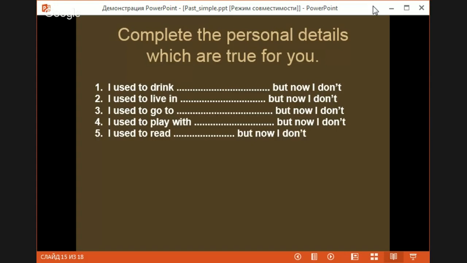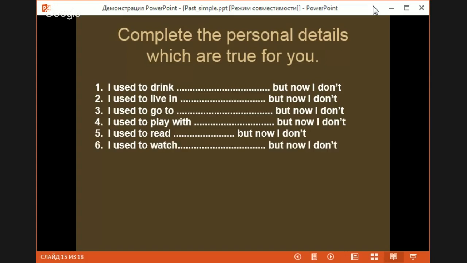Good. I used to read... You write two answers for yourselves. Me, I used to read Murzilka in my childhood. It was a really nice children's magazine. I used to read some, I don't know, articles in Japanese, but now I don't. I used to read a lot of books by Stephen King, but now I don't.